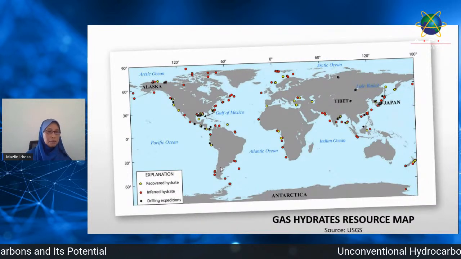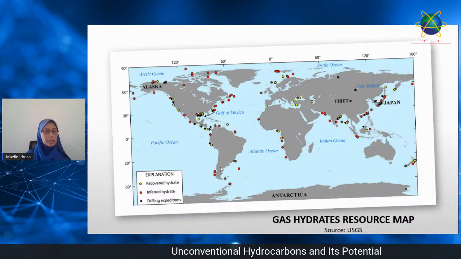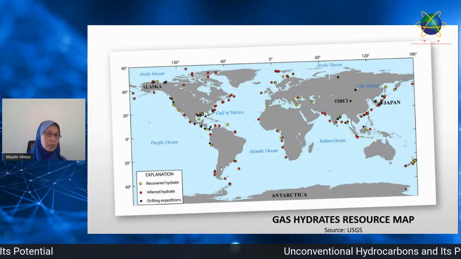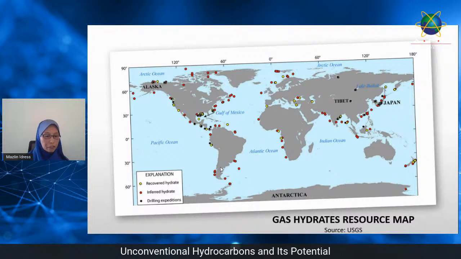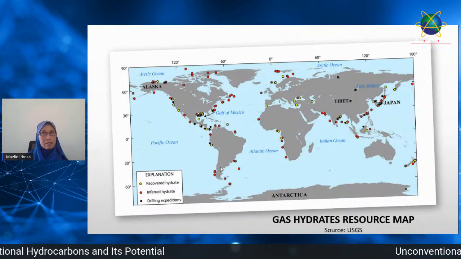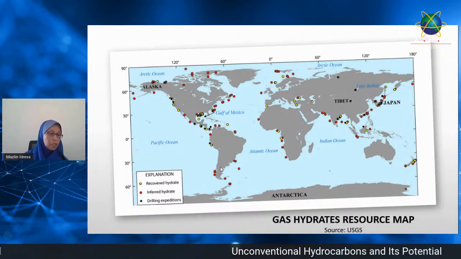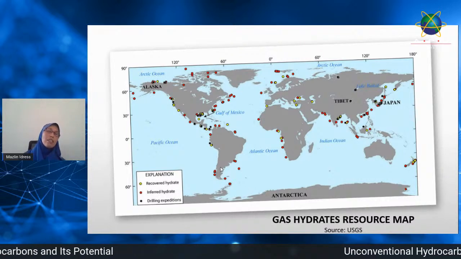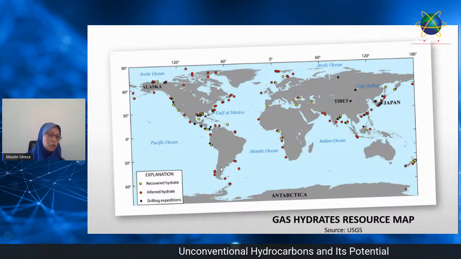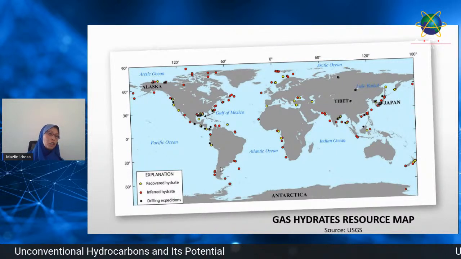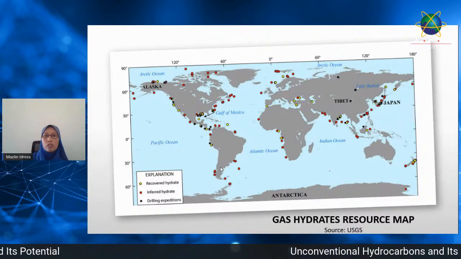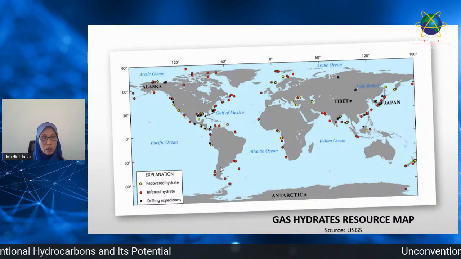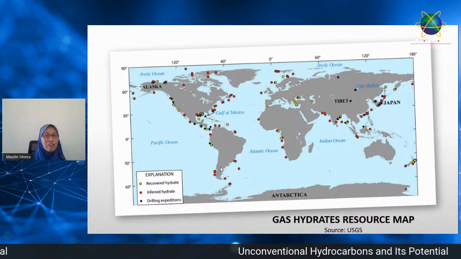Then it shows the total resource estimate of gas hydrate. I think in 2016 or 2017 it is around 250,000 to 700,000 trillion cubic feet of methane, so it is a very large, enormous value. To illustrate the amount of energy contained inside the gas hydrate, if you bring 1 cubic meter of gas hydrate to the surface, it will release around 164 cubic meters of natural gas. So it is about 164 times larger than the original volume.